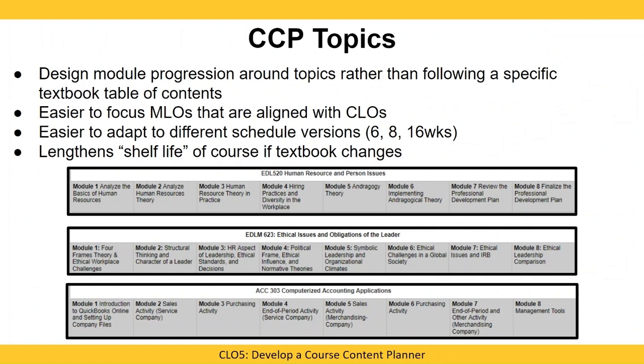The examples shown here are topics for modules from 3 different courses: undergraduate, graduate, and doctorate. You will need to put topic ideas in your course content planner before finishing your MLOs. At this point, you do not need to finalize the module titles. This is still the planning stage.